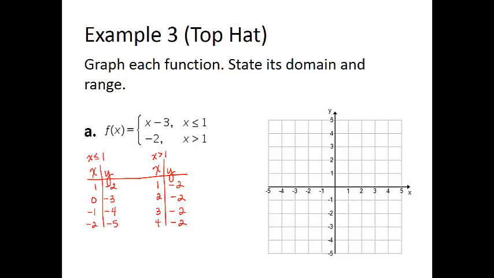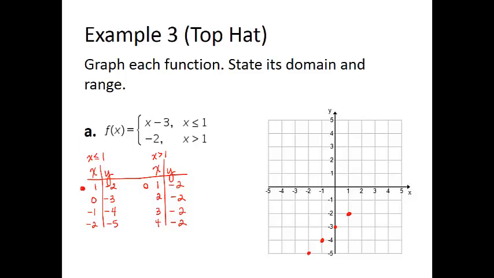Now x less than or equal to 1, back to that first piece, because it's allowed to equal 1, we're going to have a closed circle on our graph at that point. X is greater than 1. We can't be allowed to equal that, so we're going to have an open circle. Now we plot these points. 1, negative 2, 0, negative 3, negative 1, negative 4, negative 2, negative 5.